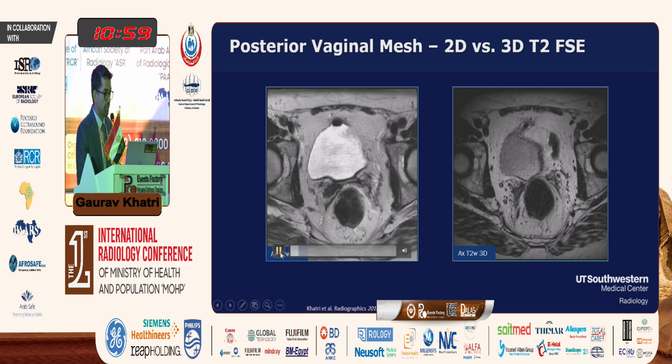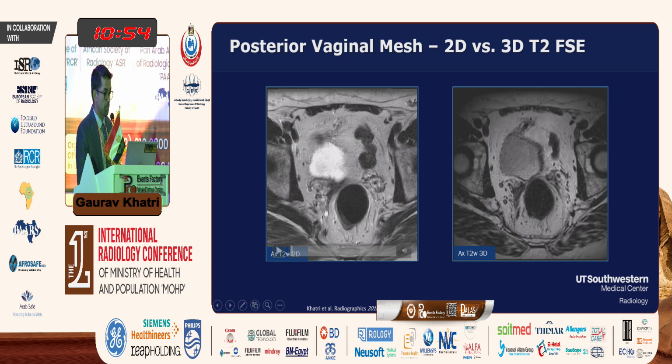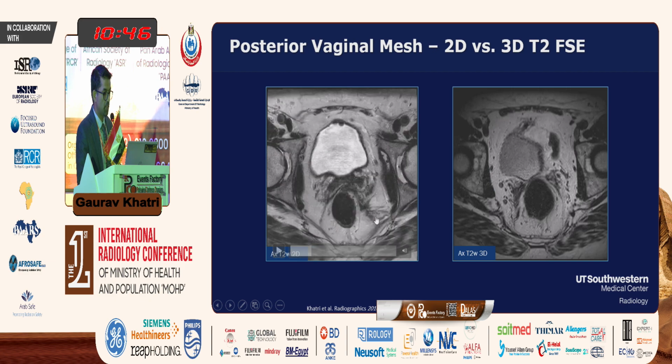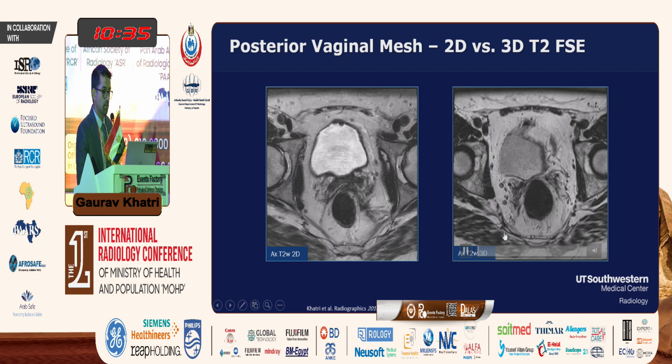Let me pause it there. This is the arm of the mesh, but it's very hard to see on the 2D image. This is the left arm of the mesh. Again, you can see how it's difficult to see. It's coming here, and then it comes behind the vagina there. Now pay attention on the 3D. It's actually much easier to see. You can see this is the arm of the mesh.